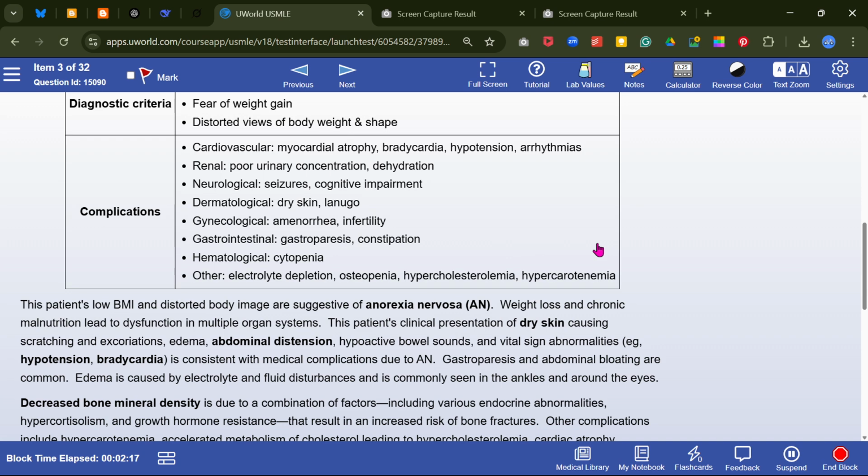Weight loss and chronic malnutrition lead to dysfunction in multiple organs. This patient's clinical presentation of dry skin causing scratching and excoriation, edema, abdominal distension, hyperactive bowels, and vital sign abnormalities, hypotension and bradycardia, is consistent with medical complications due to anorexia nervosa. Gastroparesis and abdominal bloating are common. Edema is caused by electrolyte and fluid disturbance and is commonly seen in the ankles and around the eyes.